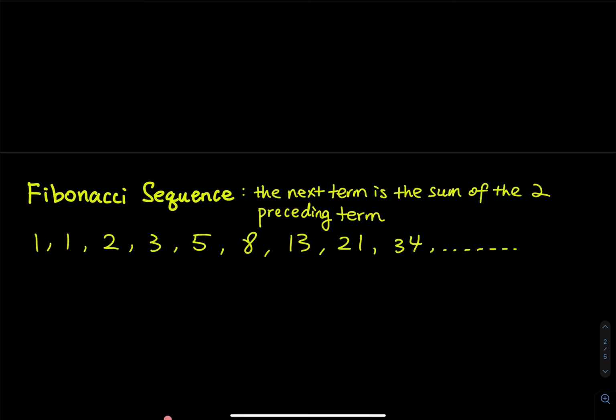So this one, 1 plus 1 is equal to 2, 1 plus 2 is equal to 3, 2 plus 3 is 5, 3 plus 5 is 8, 5 plus 8 is 13, 8 plus 13 is 21, 21 plus 13 equals 34, so on and so forth.